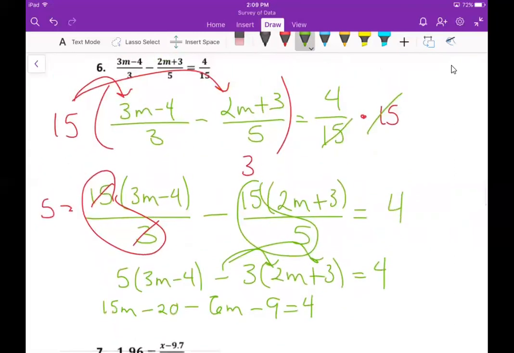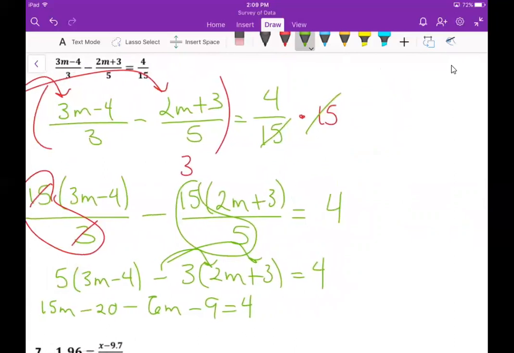Okay, I'm running out of space, so I'm going to go over here to the right. What we're going to do here, though, is we have 15m and negative 6m on the same side. Don't start adding and subtracting them over. They're on the same side. We can simplify this expression. 15 minus 6 is 9m.